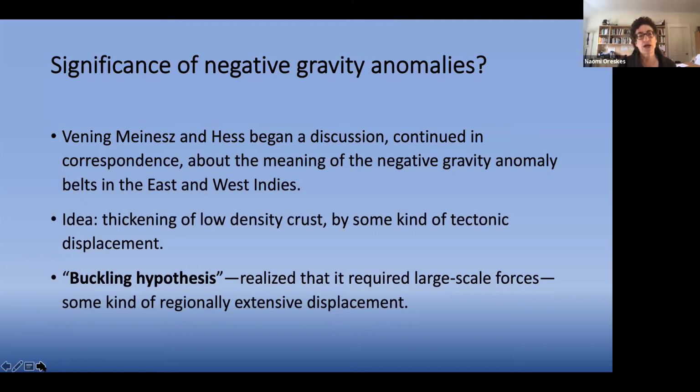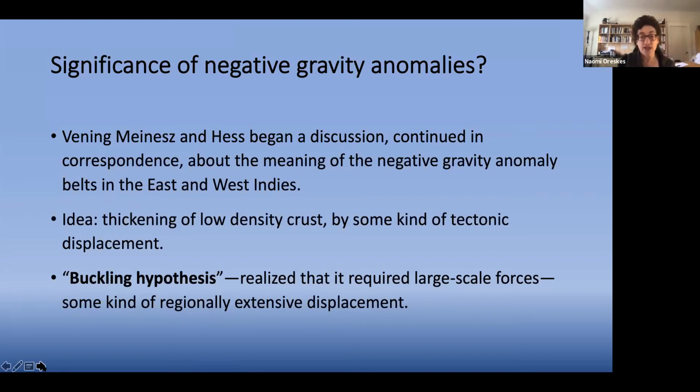So in this correspondence, they're talking about the meaning of the negative gravity anomalies. And the idea begins to develop that you could explain this negative gravity anomaly if the low density granitic crust was thickened by some kind of tectonic disturbance or displacement. And they developed what they called the buckling hypothesis. But they realized that for the buckling to occur, there must be large-scale compressive forces, some kind of regionally extensive displacement, which would compress the crust and cause it to buckle and possibly bend downward into the mantle.